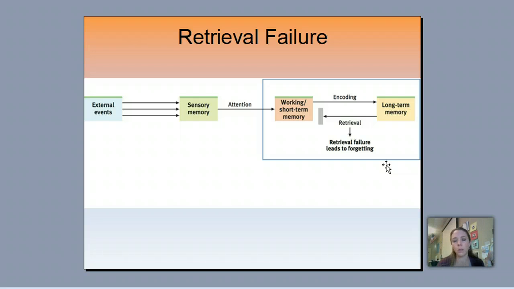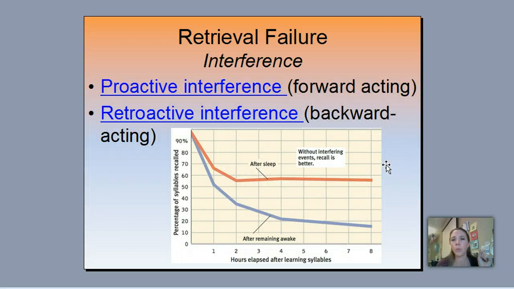There are 2 vocab words we're going to talk about with retrieval failure, and they both interfere with being able to retrieve a stored memory. It's in my long term, I can't get it out. So there are 2 different types of interference. There's an example chart coming up, but I want you to know, proactive interference is prior knowledge getting in the way. It's forward acting. So prior knowledge is getting in the way of forward thinking. Retroactive is backwards acting. My new information is getting in the way of something that I used to know. I always think of retro as kind of like with math, but let's look at a chart.